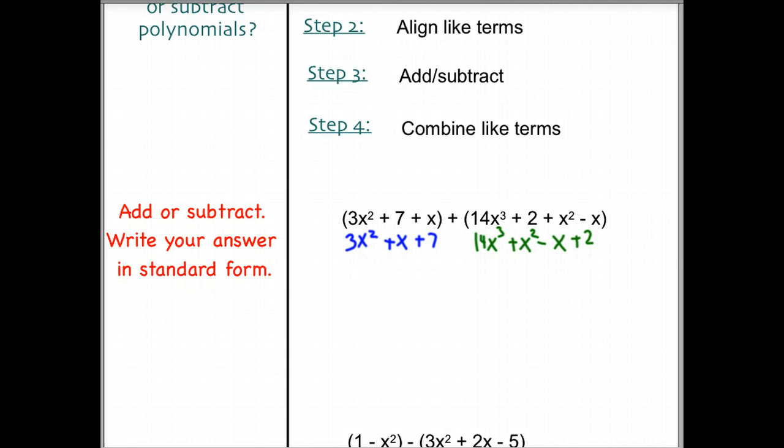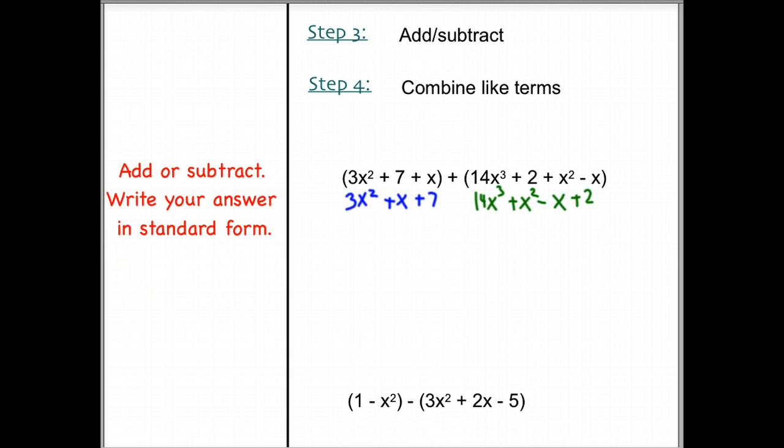going to stack them on top of each other. And so I'm just going to move the blue terms to match them up with the green terms. So we have 3x squared that's going to go right below the x squared. And then we have plus x. And then we have plus 7. And what we're doing to these is we are adding. So then let's go ahead and add.